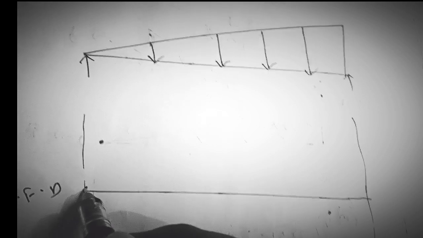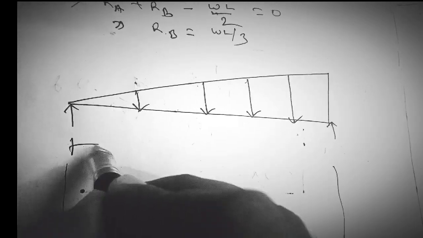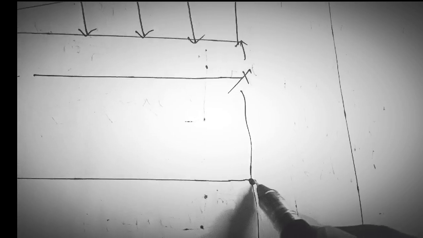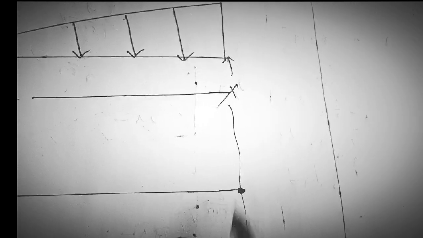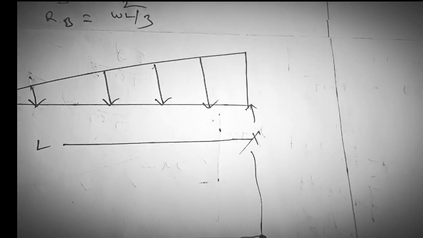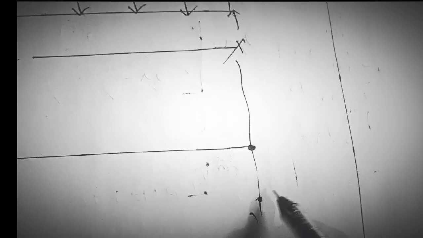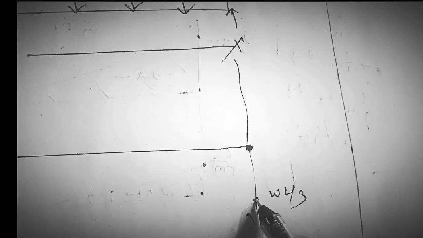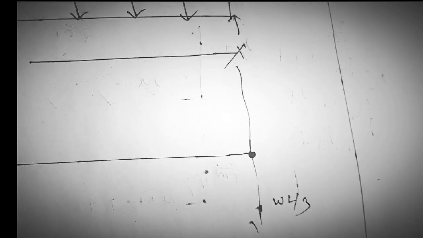Now for plotting this, we find the shear force at x equal to 0. The total length is L here. And now we'll find the shear force at x equal to L. This is how much? It is minus WL by 3. The value will be going downward, let the value go downward up to that much.